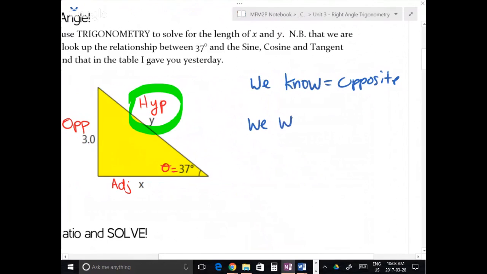What side do we want to know? You're actually getting me thinking on this. Right. So we know the opposite, and we want to know, what are we looking for? We want to know the hypotenuse.